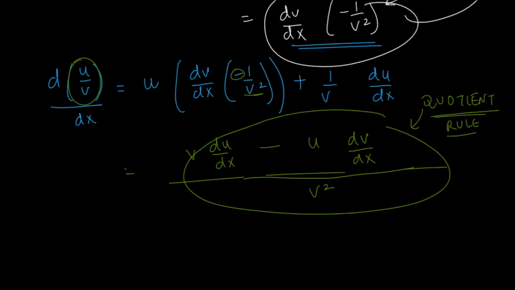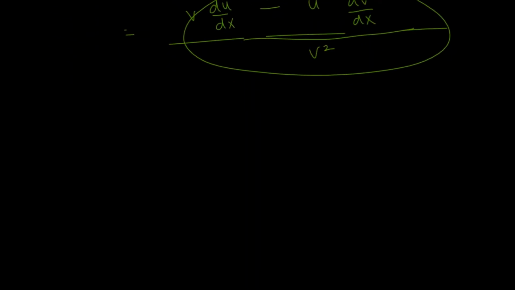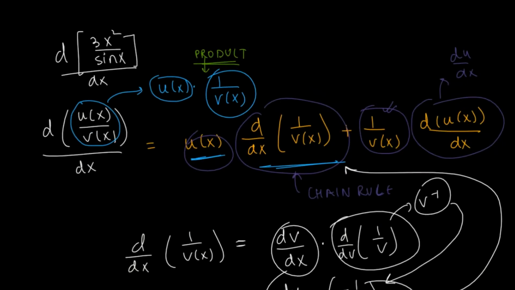The other way we can prove the quotient rule without using the chain rule would be as follows. So this would be quite similar to what we have done for the product rule. So let's continue as follows.